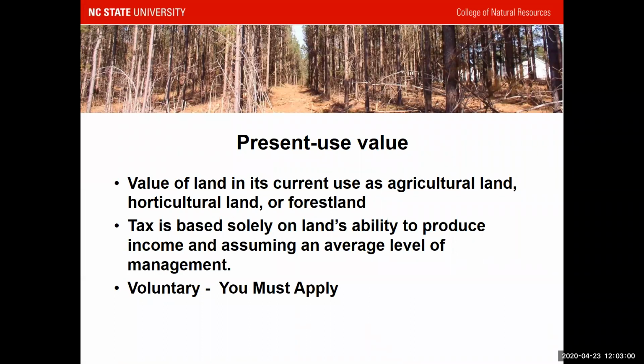And as I mentioned earlier, rather than taxing land at its highest and best value, in this program we tax it for its agricultural, horticultural, or forest productive capacity. So that means it's soil-based. Your best lands will have the highest tax value, and likewise some of the least productive lands the lowest. It's a voluntary program, and so in order to get the benefits of the program, you must apply.